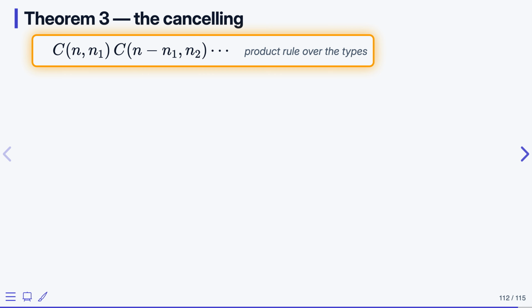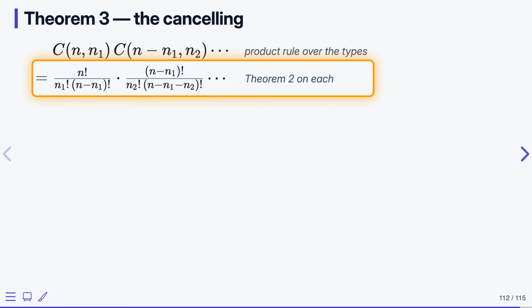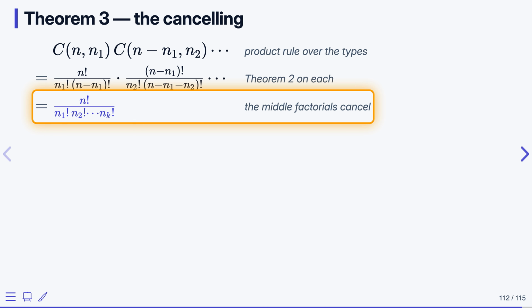This is the working. Line 1. The types are placed one after the other, so we multiply their counts. Line 2. Write each count with theorem 2. Look at the bottom right of the first fraction. It is n minus n sub 1 factorial. Now look at the top of the second fraction. It is the same thing. Line 3. So they cancel. The same happens all the way along the chain, and the last one cancels against 0 factorial, which is 1. Only n factorial on top survives over the product of all the type factorials. That is Theorem 3.